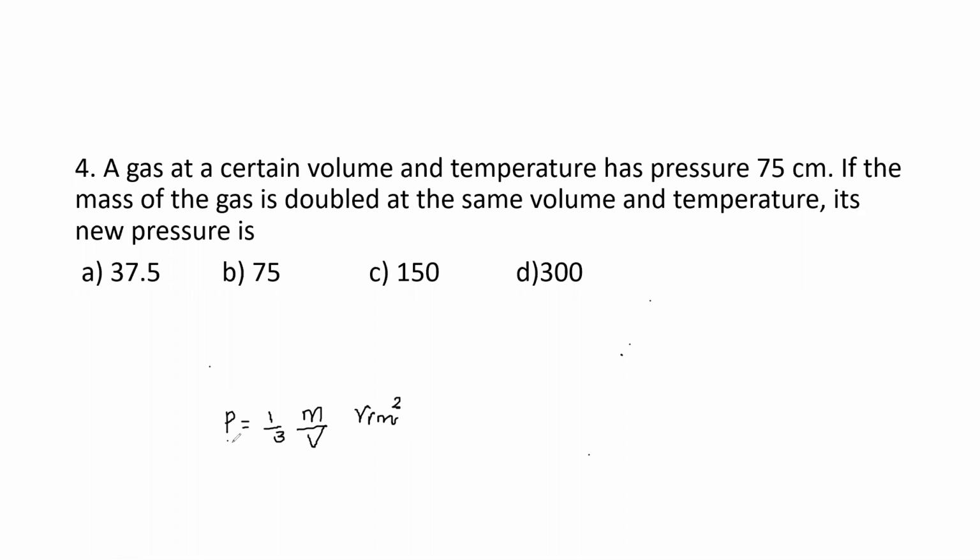So here by the equation, we can see that pressure is directly proportional to mass. When pressure is 75, the mass is m. When the mass becomes 2m, the pressure also becomes 2 times, that is 150. That is, it also becomes twice of that value. So it is 150. Option C is the right option.